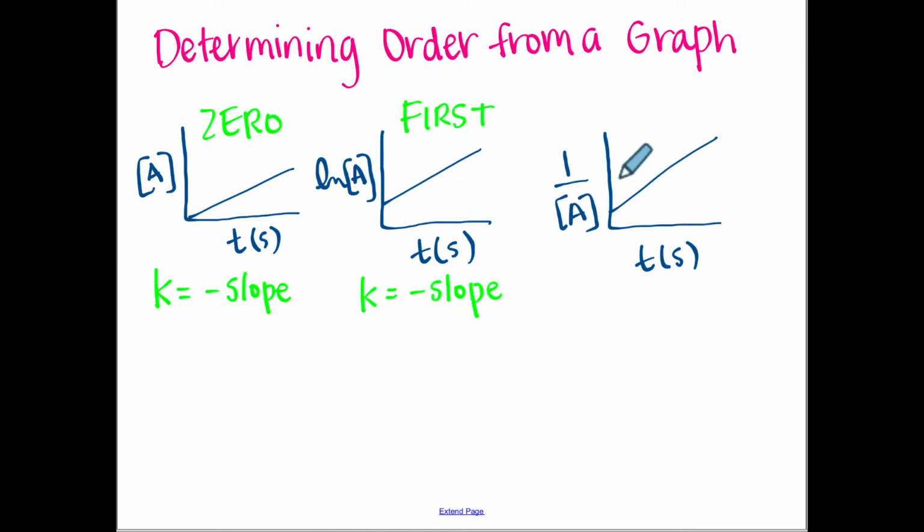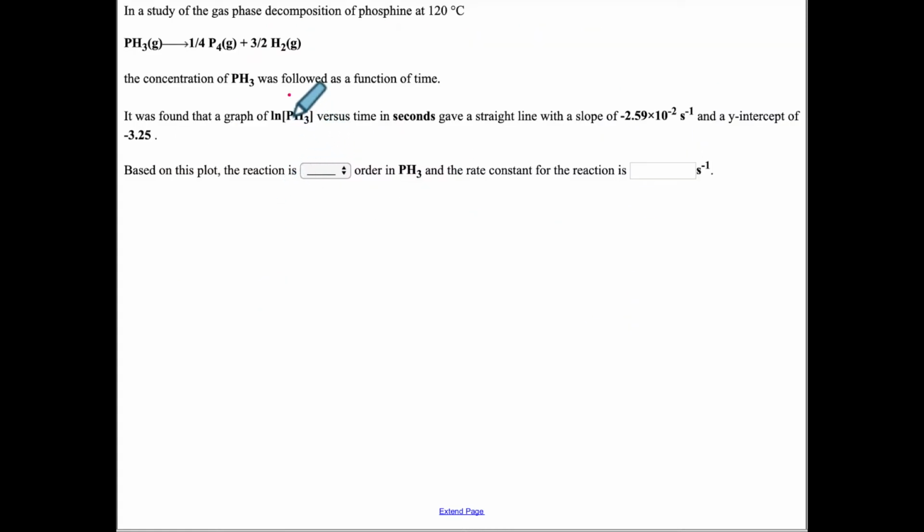And finally, if you graph the inverse of the concentration of a reactant versus time, and you get a straight line, that tells you that this reactant is second order, and the rate constant is going to be equal to the slope.